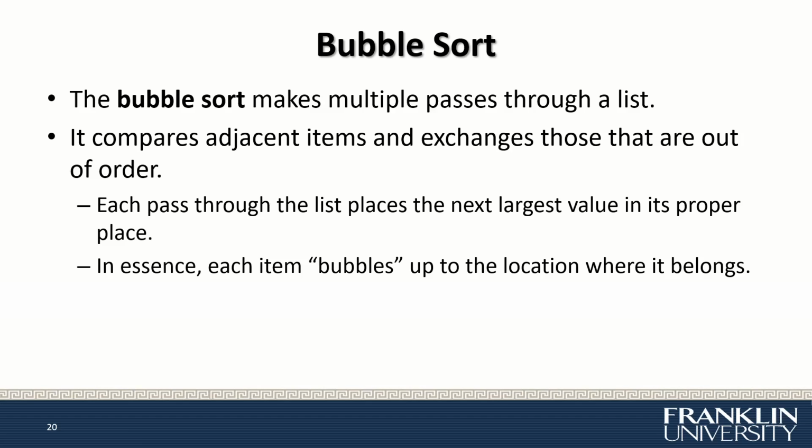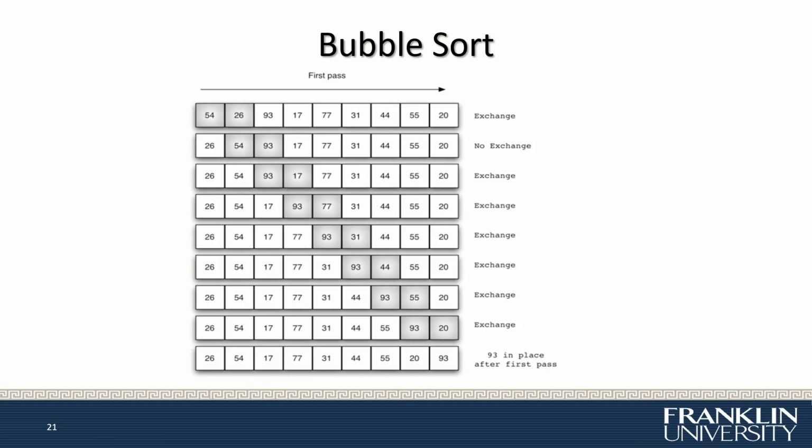For example, let's look at an example here. If this is the list that we start with, we will compare, for example, 54 and 26. We see that 54 is bigger than 26, so these two get swapped. Now we compare 54 and 93. 54 and 93, they are in order, relatively speaking.